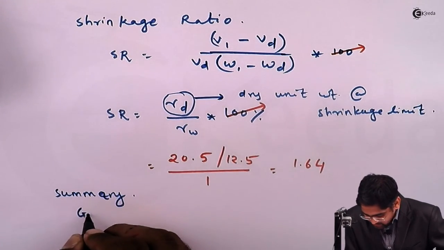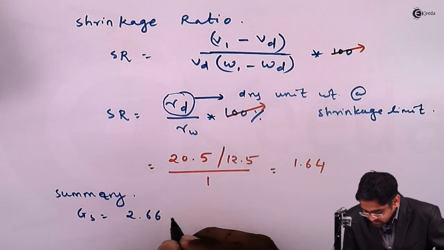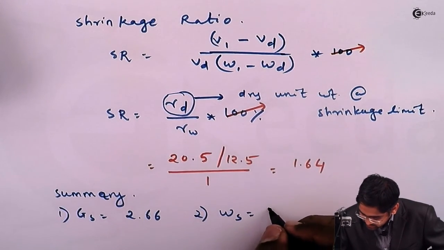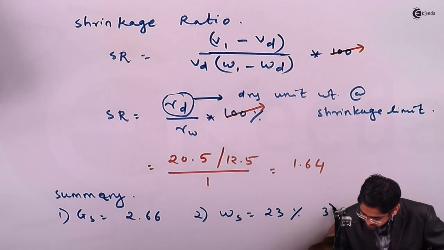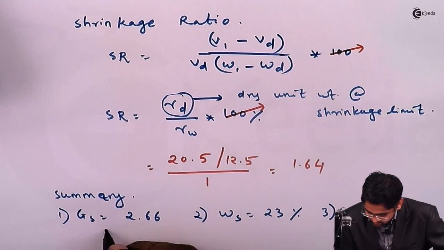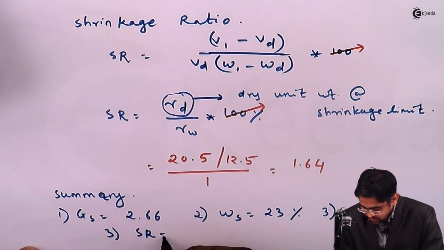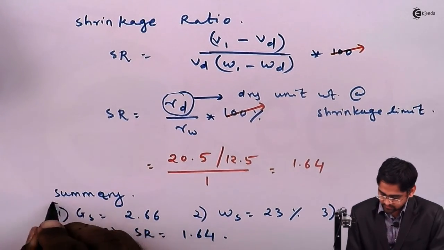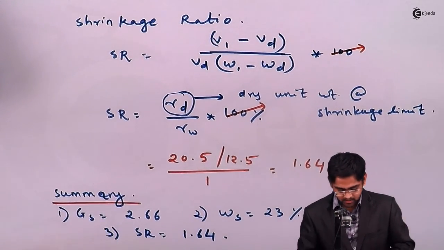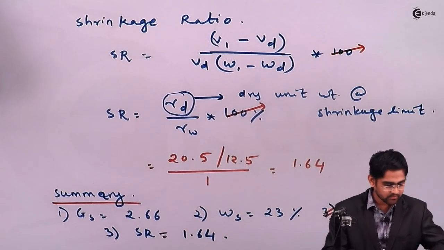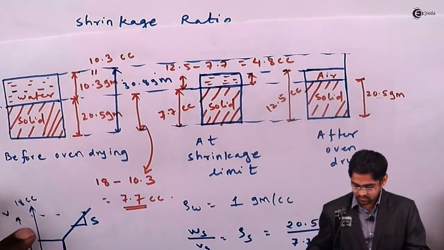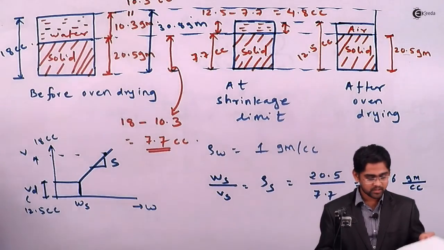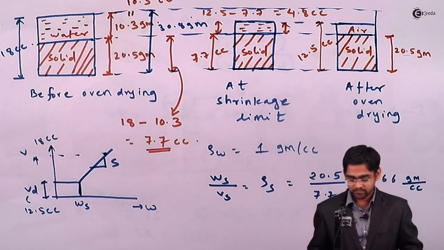So, summary: we have calculated Gs as 2.66, we have calculated the shrinkage limit Ws as 23 percent, and we have also calculated the shrinkage ratio, which is 1.64. So this is the summary of the problem, and hopefully you got the same problem and it might be asked in the future. So this finishes all the problems in the index properties of soil. Thank you.